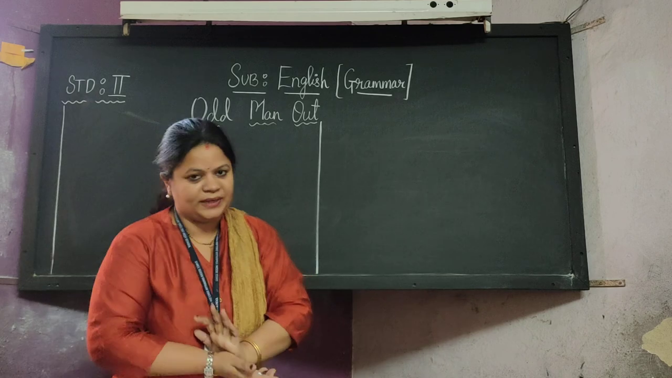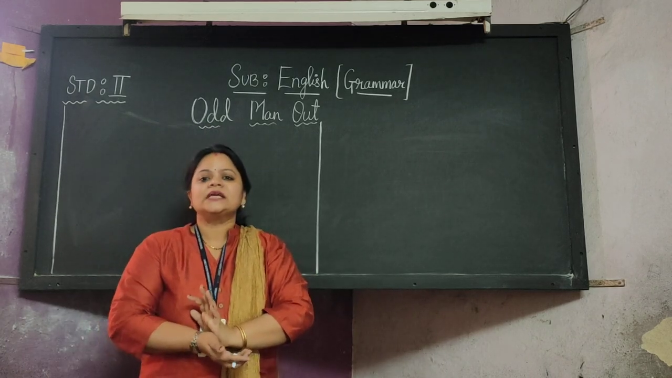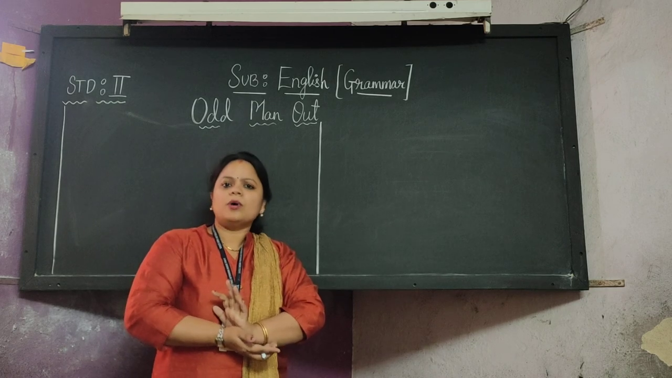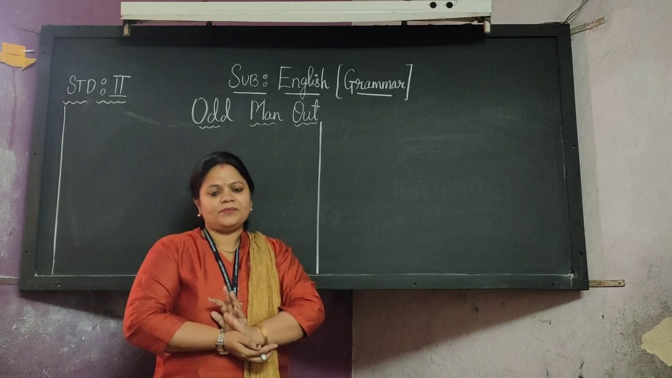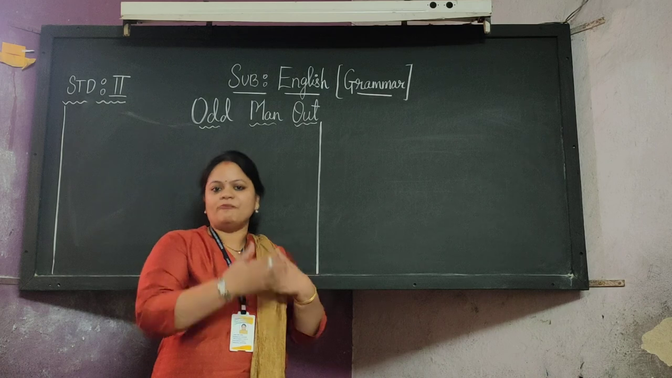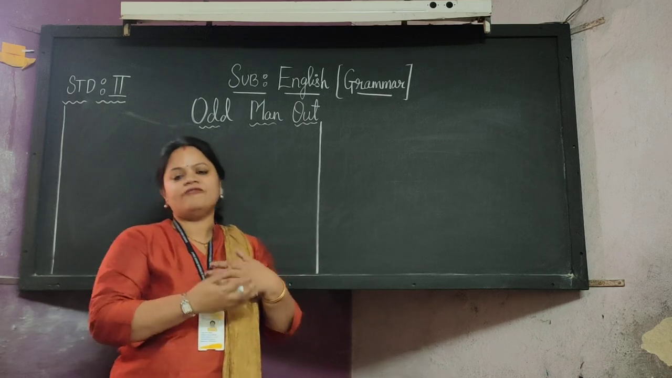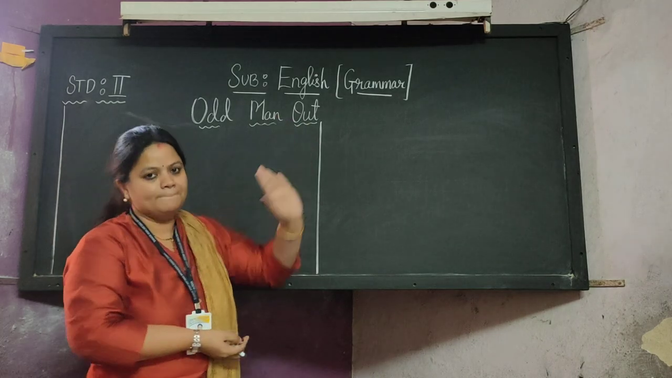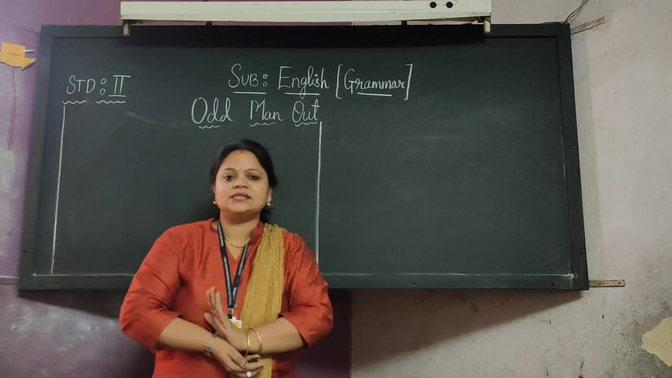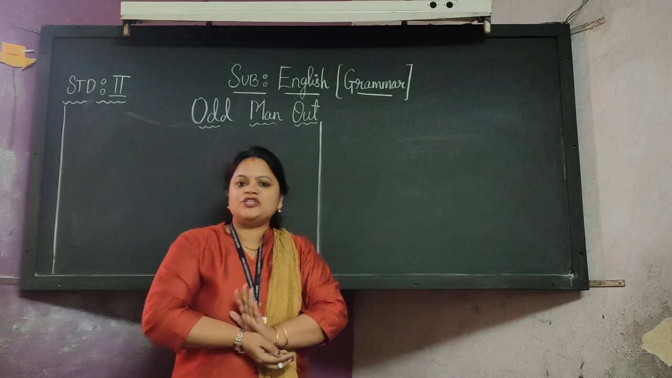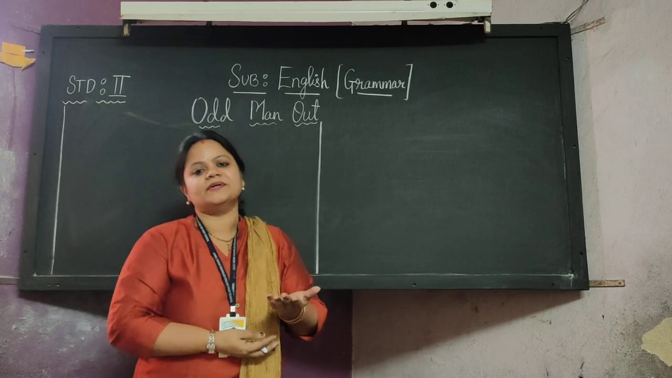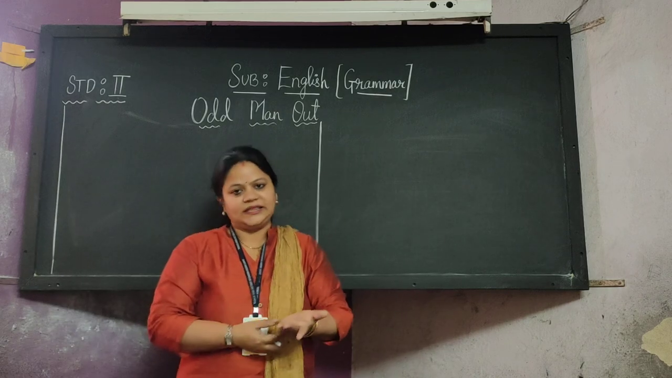Odd man out means the persons or the things which are different from other group of members or other group of things. Odd man out means a person or a thing which is totally different from other group of members or other group of things.